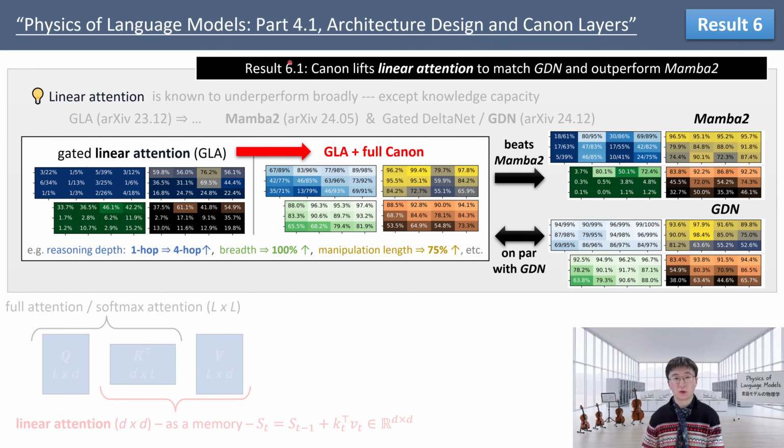So we really summarize this as result 6.1. That is, Canon really lifts linear attention to match GDN and outperform Mamba2 just by doing this very simple architecture change, without any kind of smartness about how I need to redesign my linear attention and so on.